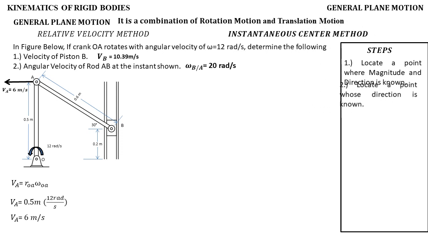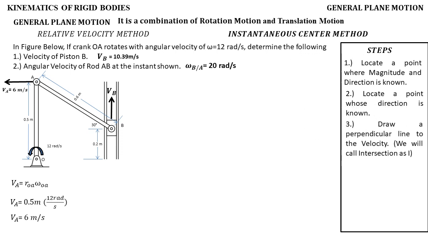Step number 2, locate a point whose direction is known. This is also the same as in the relative velocity method. The direction known is at point B. Then step number 3, draw a perpendicular line to the velocity. We will call the intersection I. If this is the velocity at A and the velocity at B, we will draw a line perpendicular to each velocity.